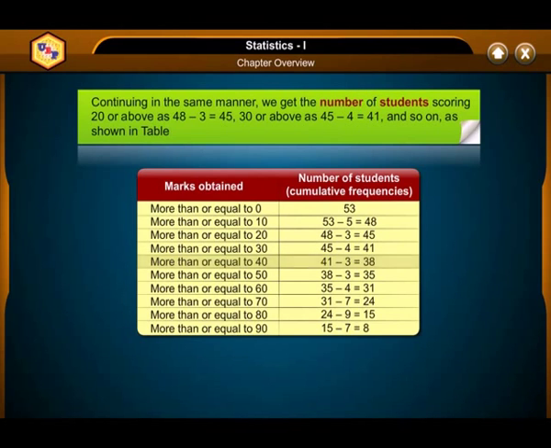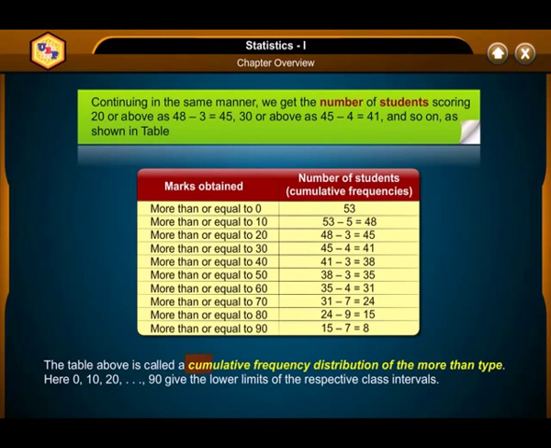More than or equal to 40, 41 minus 3 equal to 38. More than or equal to 50, 38 minus 3 equal to 35. More than or equal to 60, 35 minus 4 equal to 31. More than or equal to 70, 31 minus 7 equal to 24. More than or equal to 80, 24 minus 9 equal to 15. More than or equal to 90, 15 minus 7 equal to 8.